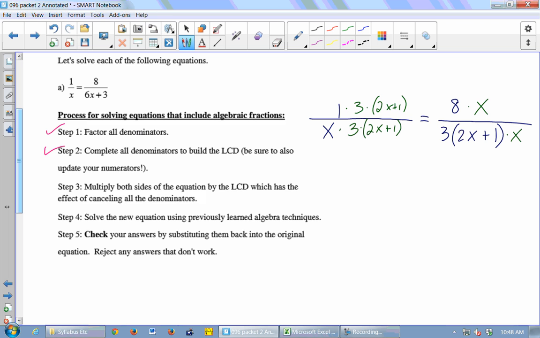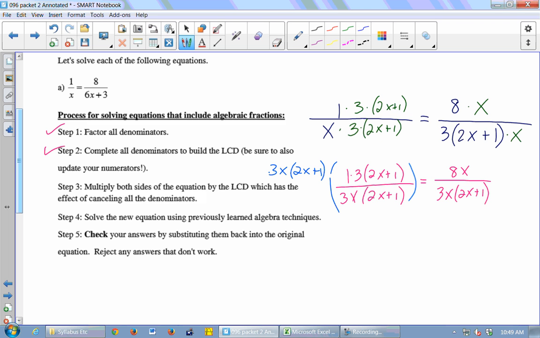If you multiply both sides of this equation by the LCD, so I'm going to rewrite the equation down here. So I have 1 times 3 times 2x plus 1 over 3x times 2x plus 1 equals 8x over 3x times 2x plus 1. I'm going to multiply both sides of the equation by the common denominator. Multiply the left side by 3x times 2x plus 1. Multiply the right side by 3x times 2x plus 1.